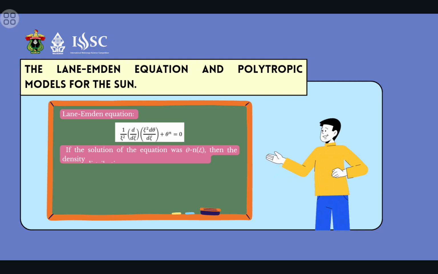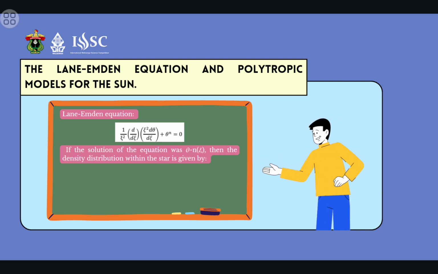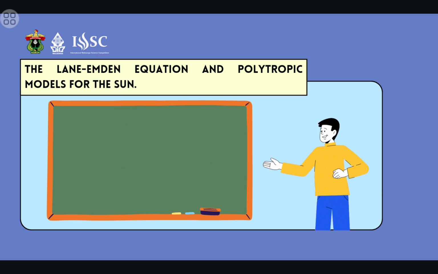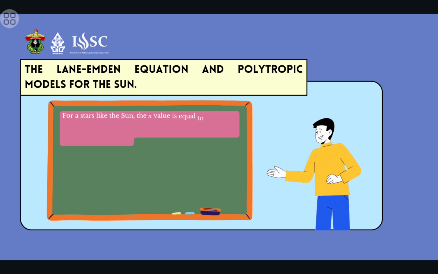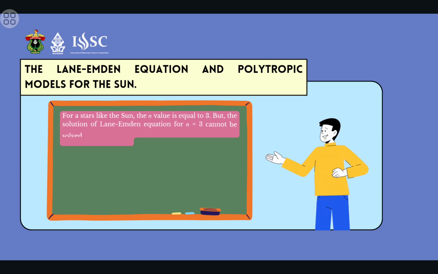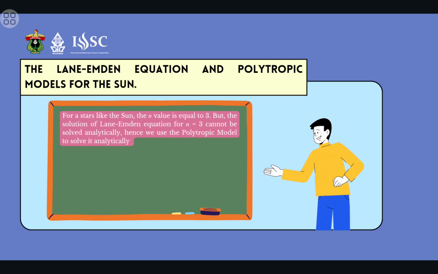If the solution of the equation is theta to the power of n as a function of xi, then the density distribution within the star is given like this. Now, for stars like the sun, the n value is equal to 3. But the solution of the Lane-Emden equation for n equal to 3 cannot be solved analytically. We have to use programming and numerical methods to get the solution.